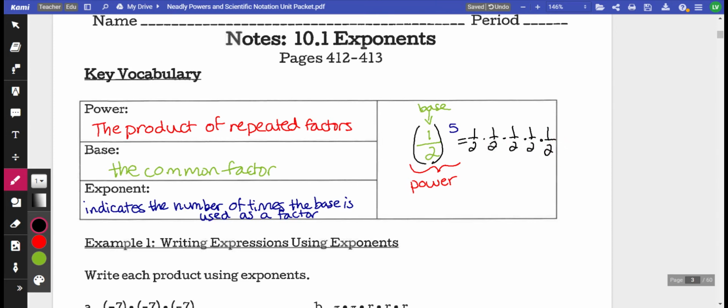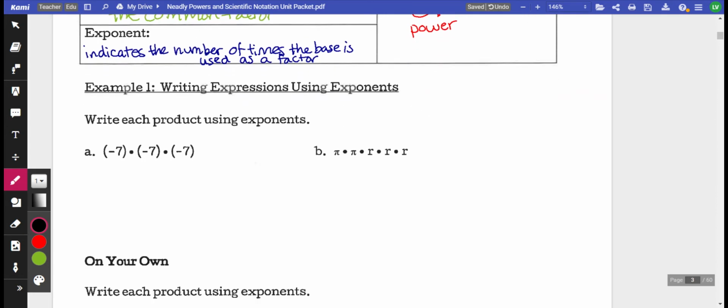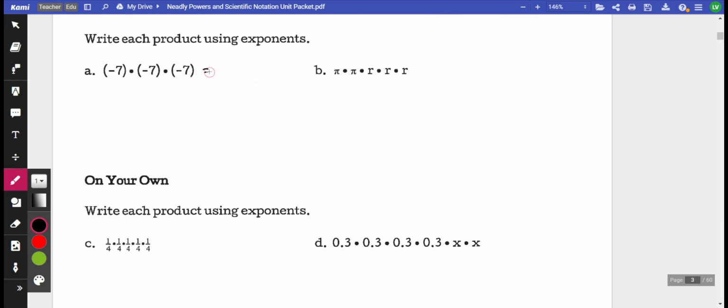So when you have the base to a certain power, whatever that power is, that exponent, that's how many times you write the base. So example 1, writing expressions using exponents. A and B, the directions say write each product using exponents. So -7 times -7 times -7, that is the quantity -7 to the 3rd power.